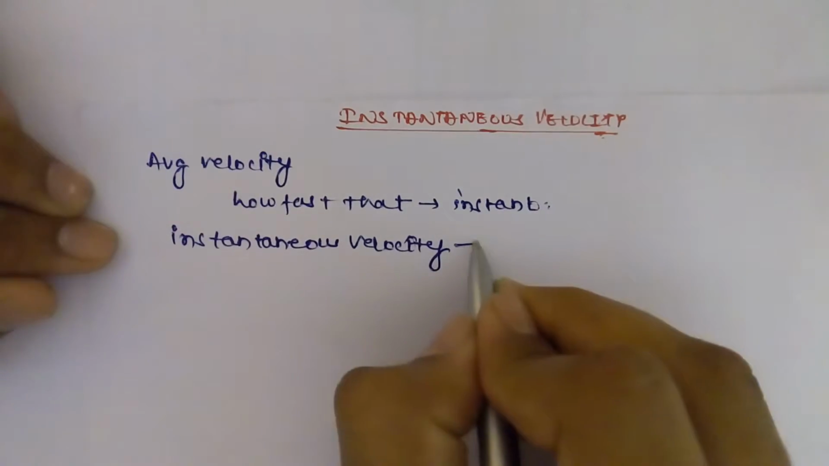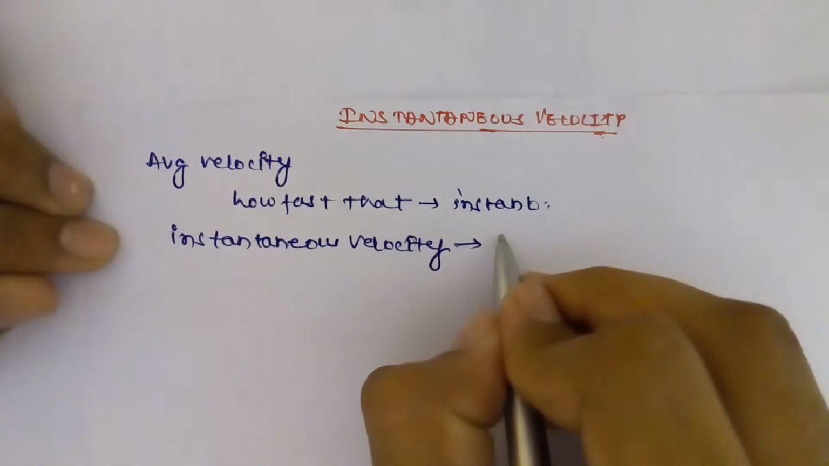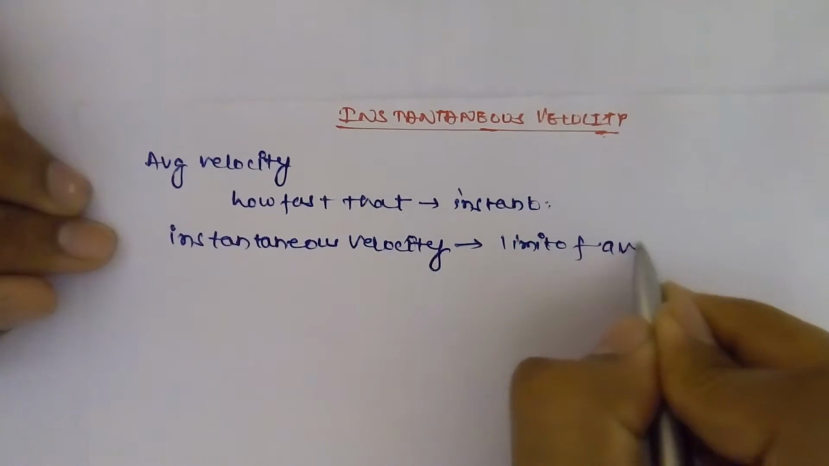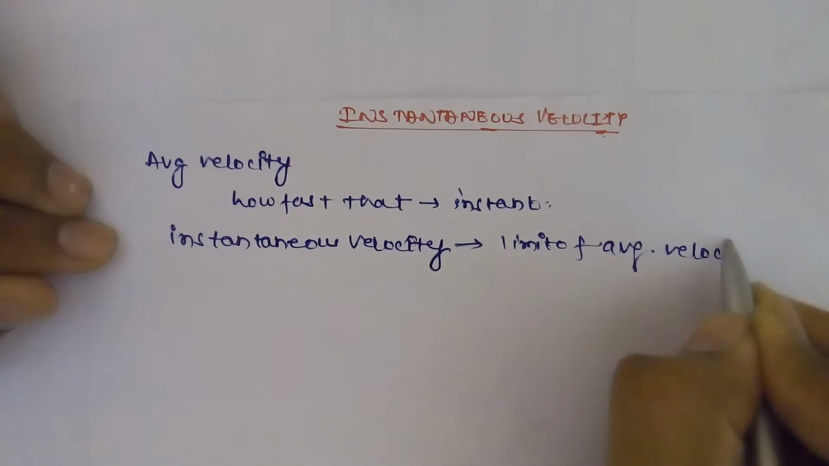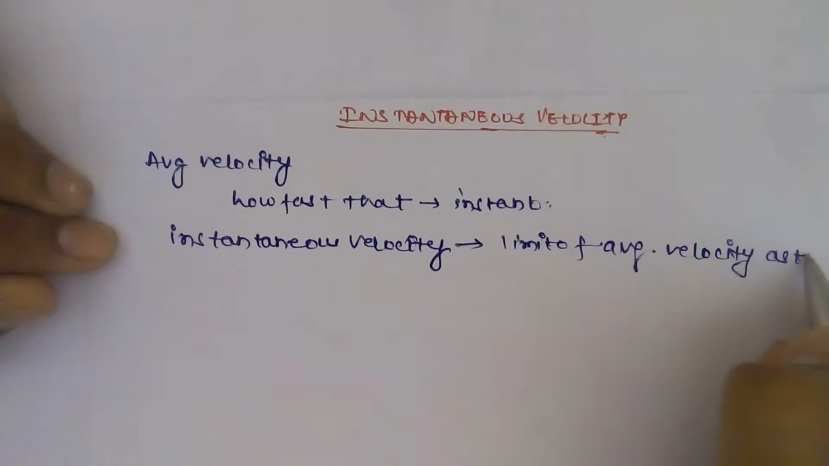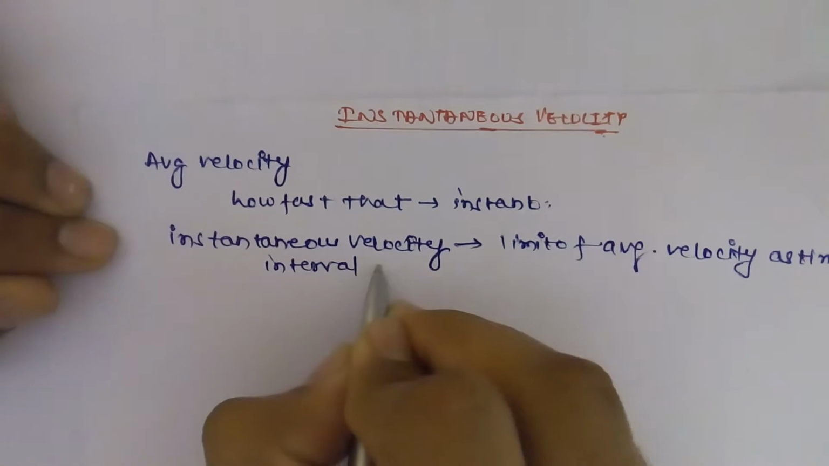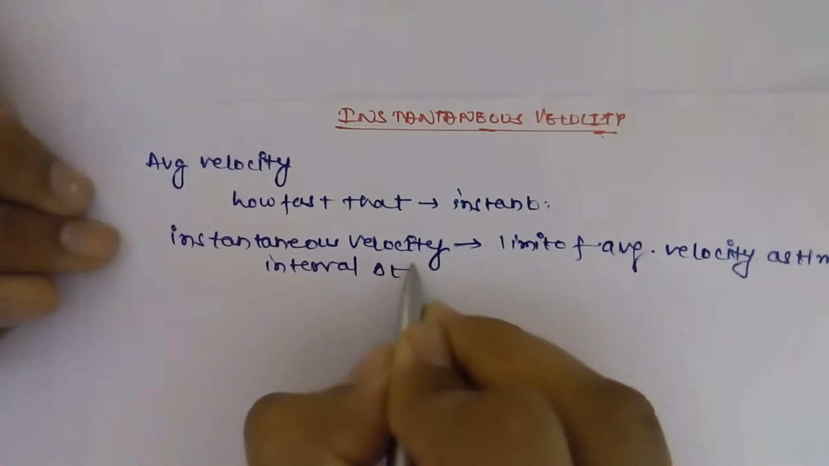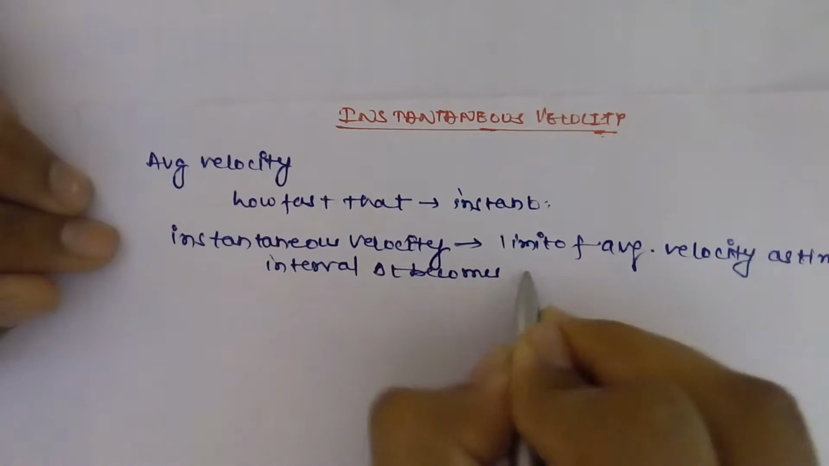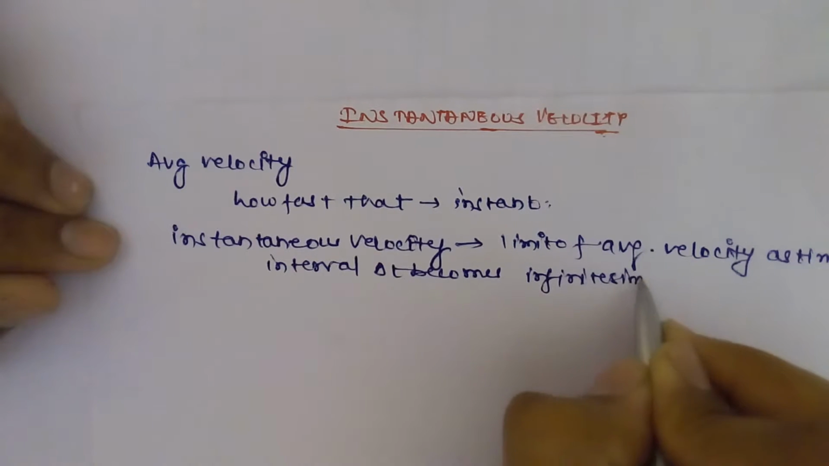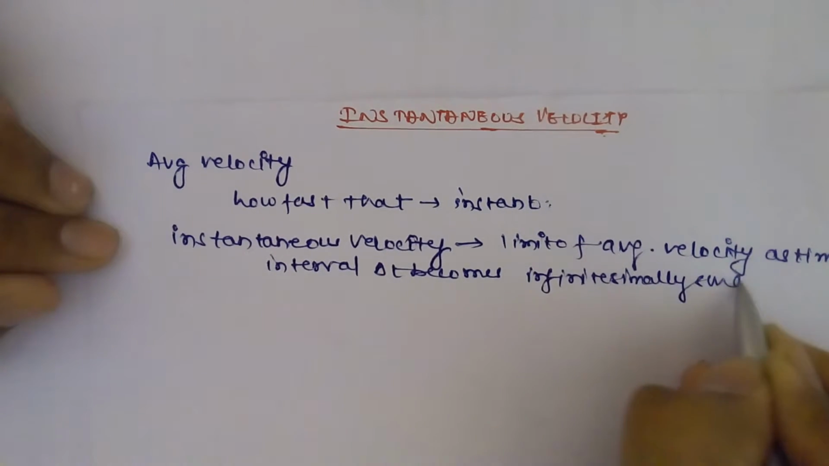And this instantaneous velocity is defined as the limit of average velocity as the time interval del t becomes infinitesimally small.